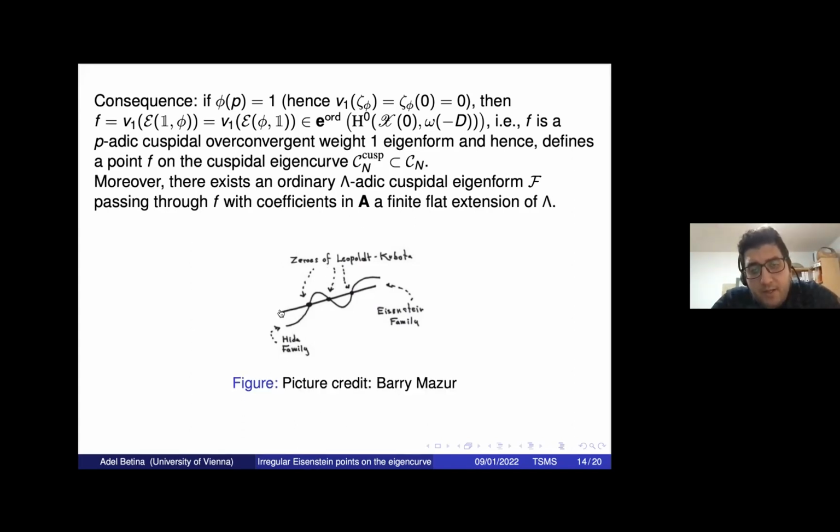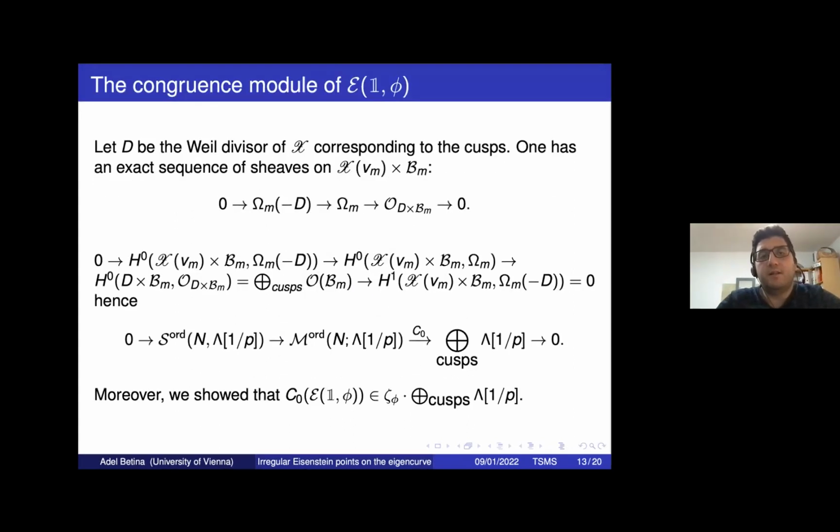You have here an Eisenstein family. The Eisenstein family is isomorphic really to the weight space. It's really a copy of the weight space. And here you have a Hida family, and they meet at the zeros thanks to this exact sequence.